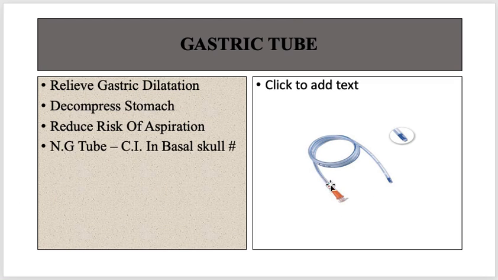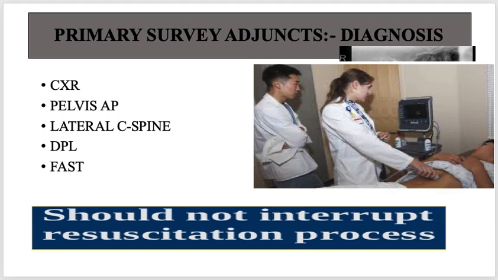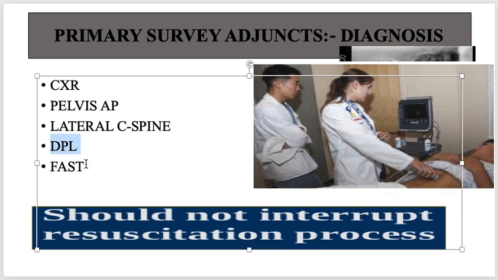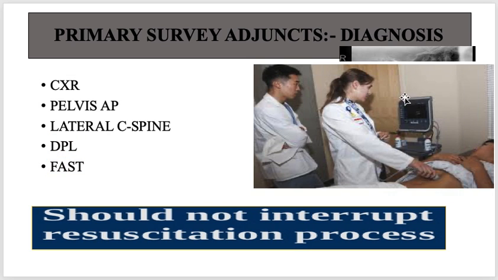This is a nasogastric tube, which is put inside the patient's tummy. As I told you, we can send the patient for chest X-ray, pelvic X-ray, and lateral spine X-ray. DPL, diagnostic peritoneal lavage, is not done nowadays; rather, FAST is used. Okay, the FAST scan is easy. She's the one who is performing the FAST scan. You can see we can perform it very quickly.